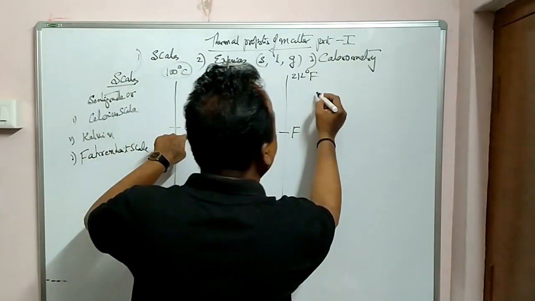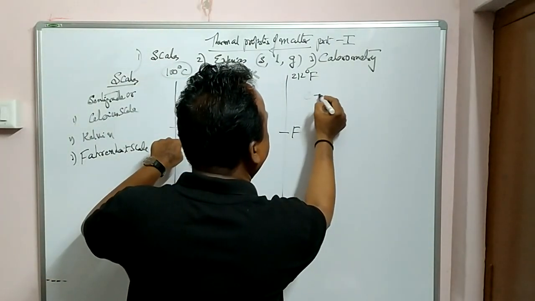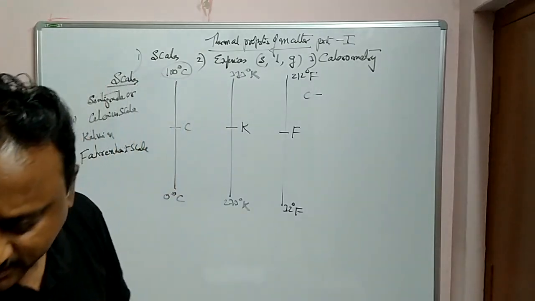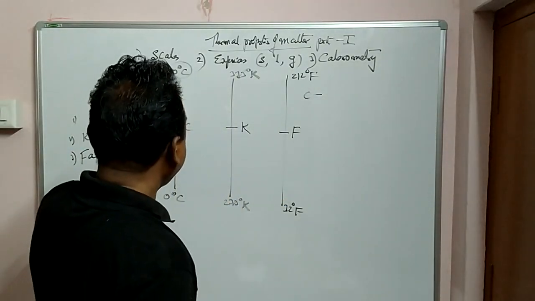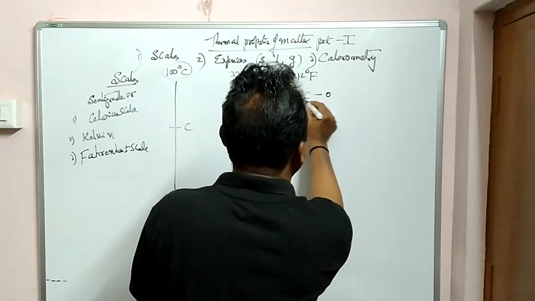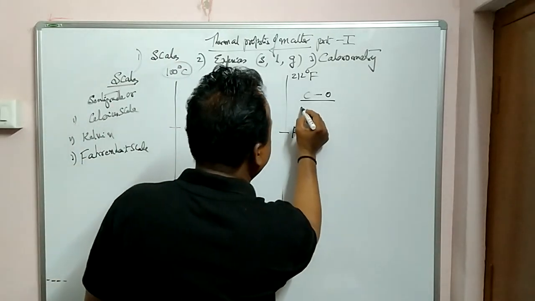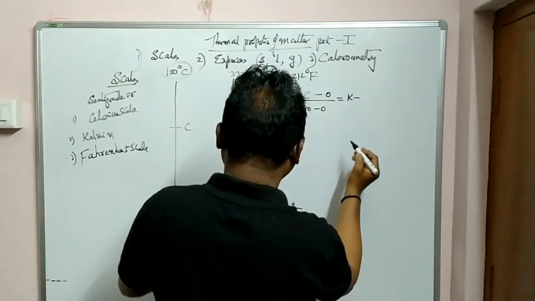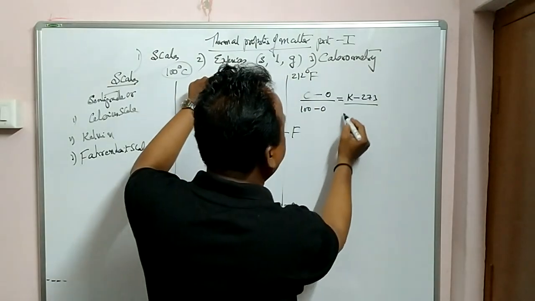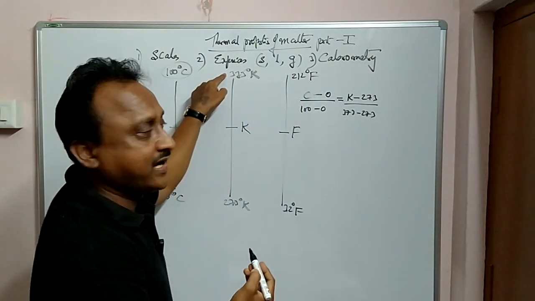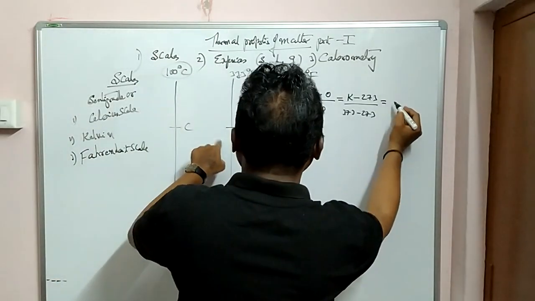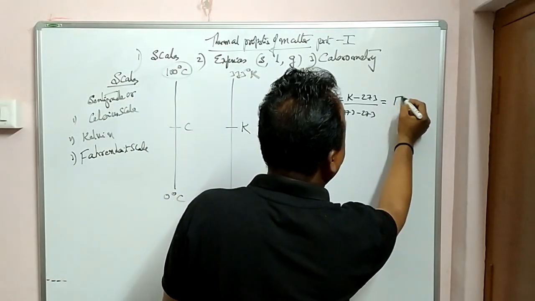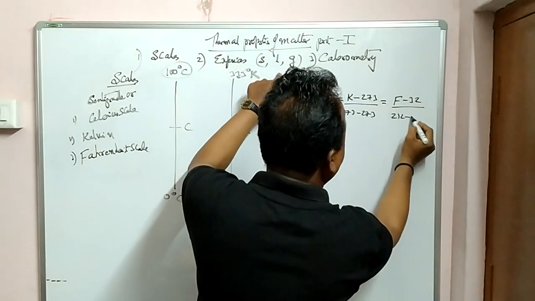Now we have a formula. See here how to get it. Centigrade minus the lower point, the freezing point: C minus 0, divided by higher temperature minus lower temperature, 100 minus 0. This is equivalent to, coming to Kelvin, K minus the lower point 273, divided by 373 minus 273. And this is equal to Fahrenheit: F minus lower point 32, divided by 212 minus 32.